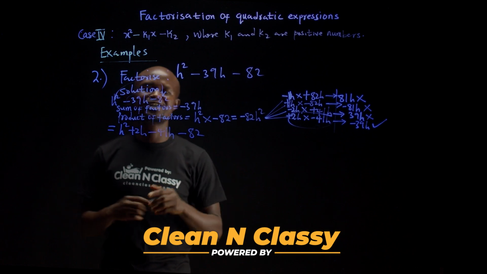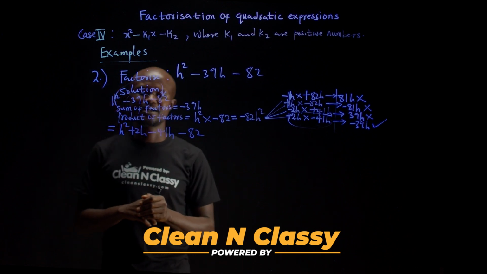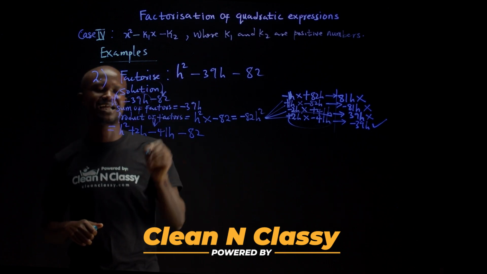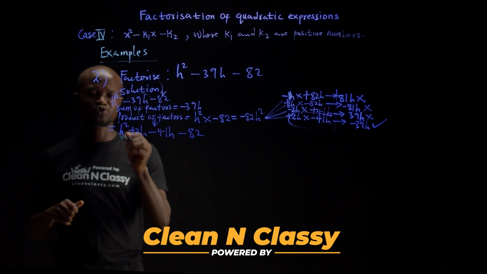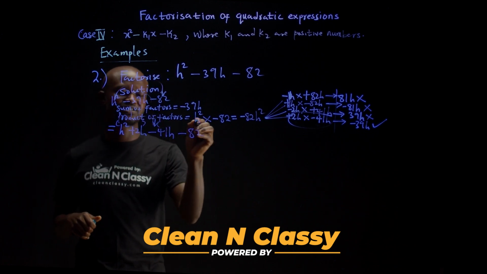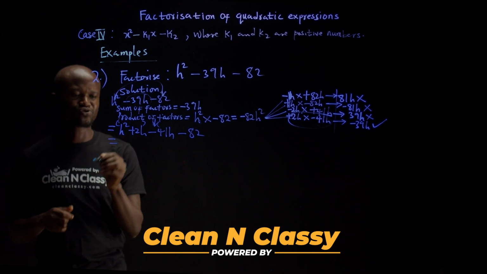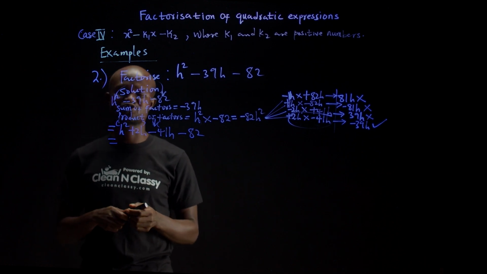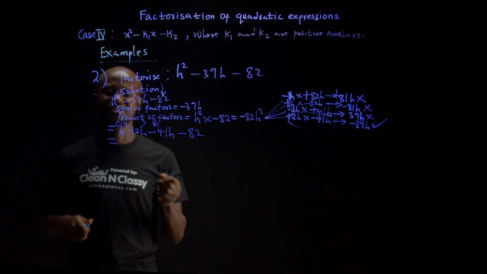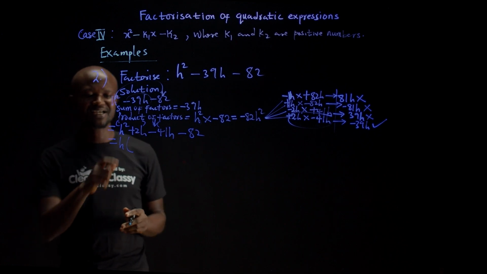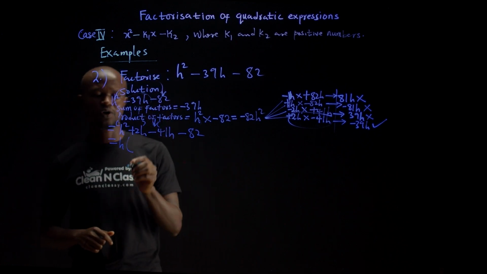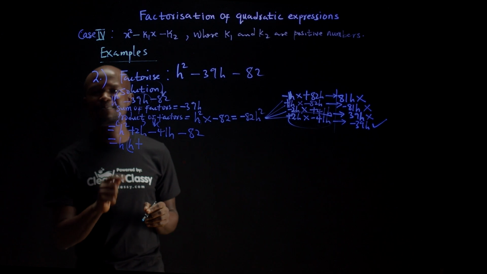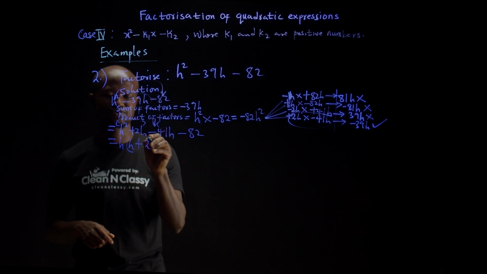Now, since we have done the breaking of the middle term, the next thing for us to do is to do what we call pairing. The first two and the last two. For the first two, we have this. And for the last two, we have this. Now, for the first two, what is the highest common factor between h square and 2h? That's h. Then h square divided by h, what are we going to have? We have h. Plus 2h divided by h, we cancel h, so we have 2.